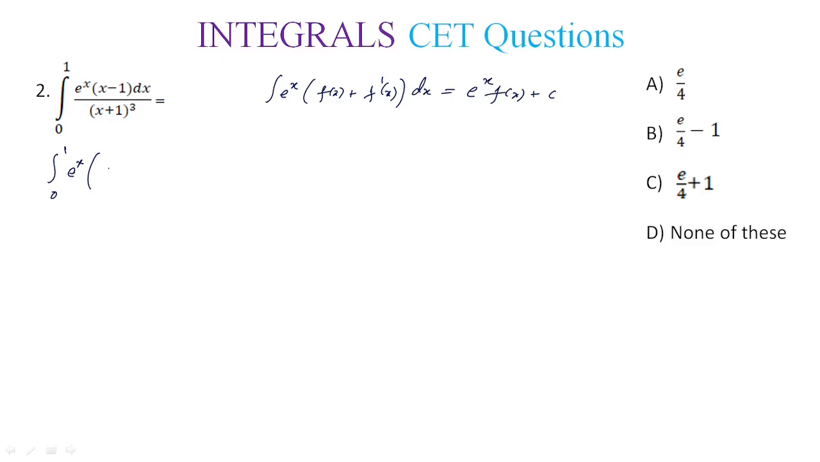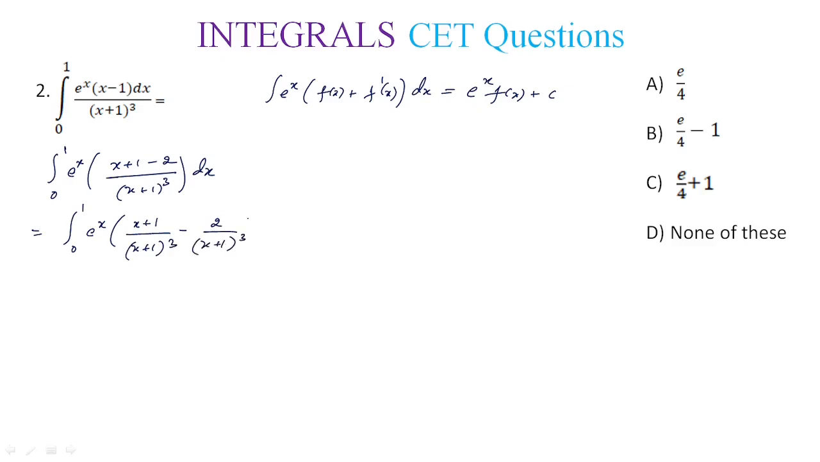x minus 1 can be split as x plus 1 minus 2 upon x plus 1 whole cube, as it is, into dx. Okay, so this is 0 to 1 e raised to x into, let me write it into two terms. It is x plus 1 upon x plus 1 cube minus 2 upon x plus 1 cube.